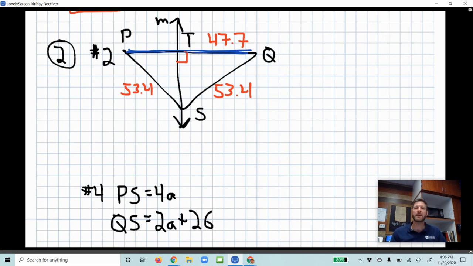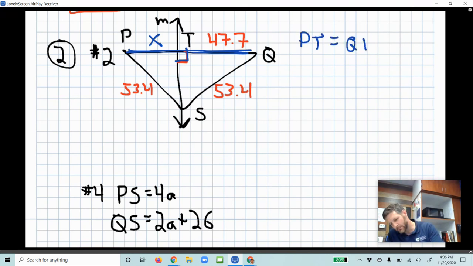All right, well, we can see here that we have a perpendicular bisector. Well, how do I know that? Well, I can see that it's perpendicular, and I can see that it's equidistant from, because those are both 53.4. So even just your common sense, you could probably guess that this distance here, PT, is probably equal to QT. Okay, those two are in fact congruent. So that means they both equal 47.7.